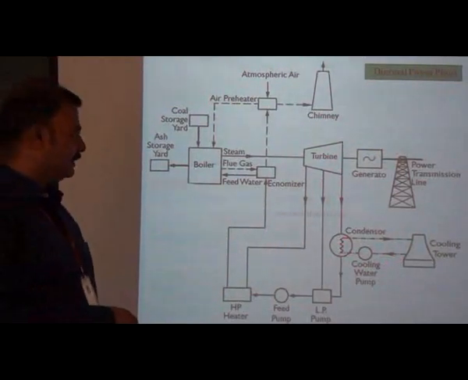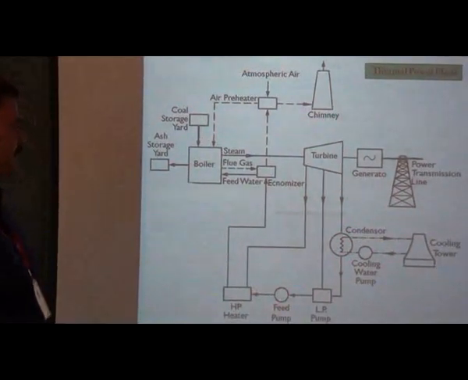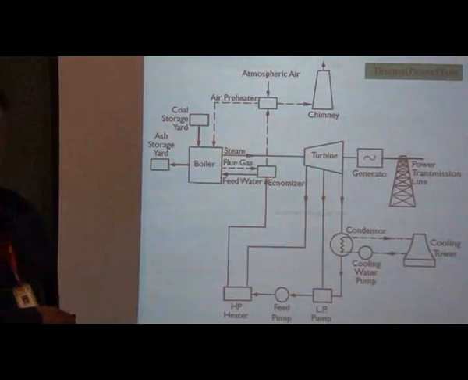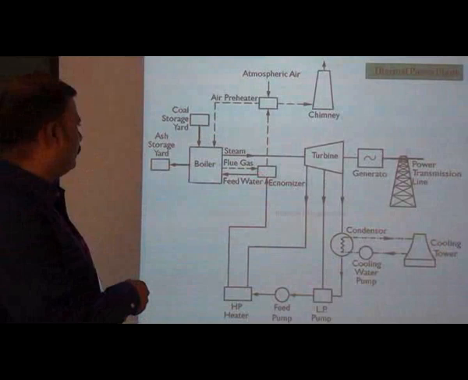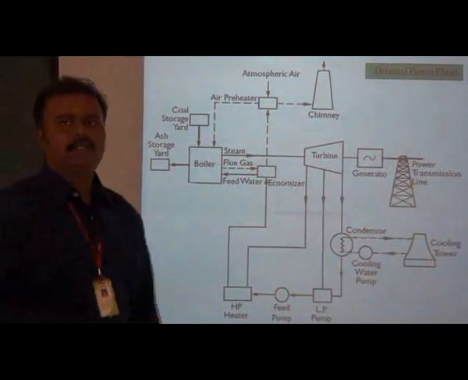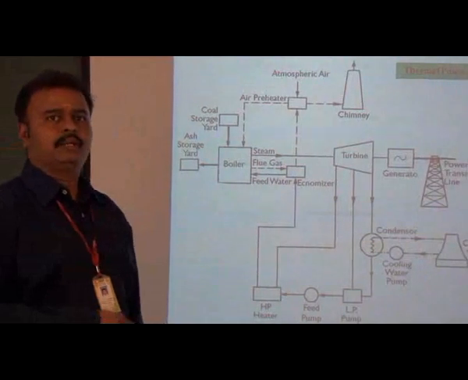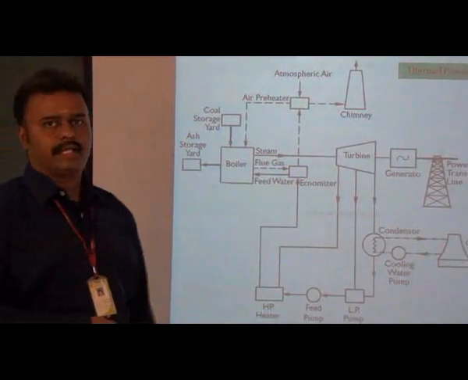Here the steam is converted into water, and then by using the feed pump, it is circulated back to the economizer. The purpose of the economizer is to heat the feed water. Then the feed water enters the boiler. So this is the layout of a thermal power plant. The thermodynamic cycle involved in the power plant is the Rankine cycle.